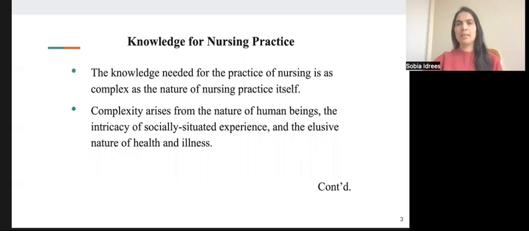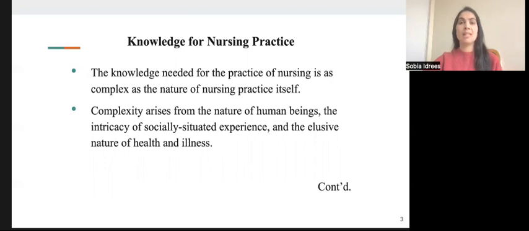So the first thing that I will talk about is knowledge for nursing practice. It is not as simple as I'm saying here, because the knowledge that is required for nursing practice is very complex. There are multiple reasons for this complexity. For example, if we reflect on our daily nursing practice, we encounter human beings, and each being is unique and different from others. Each one of us has a different social circle and comes with different experiences.